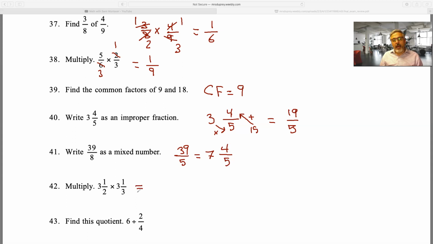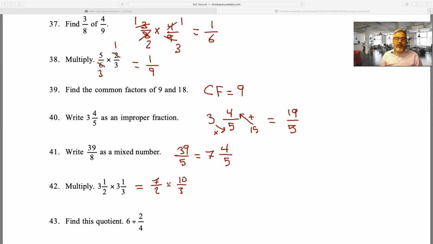Every time you want to multiply, you have to change to an improper fraction. If it's adding or subtracting, you don't have to. But if you're multiplying or dividing, you have to change to an improper fraction. So 3 times 2 is 6, plus 1 is 7. 7/2. Times, again, 3 on the bottom here. 3 times 3 is 9, plus 1 is 10.